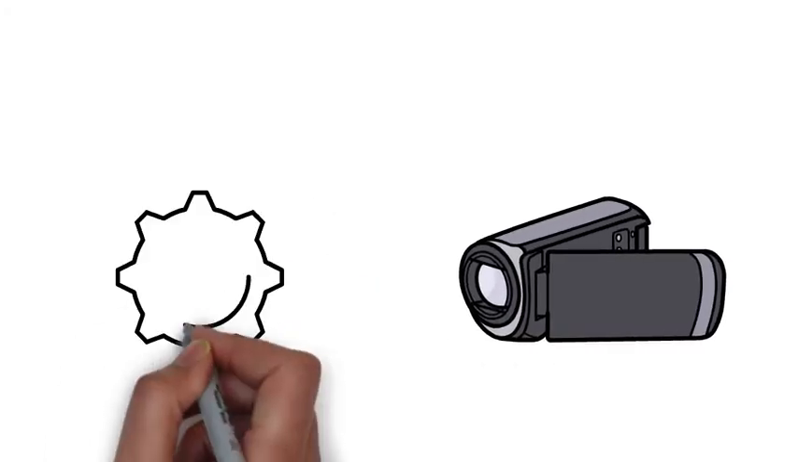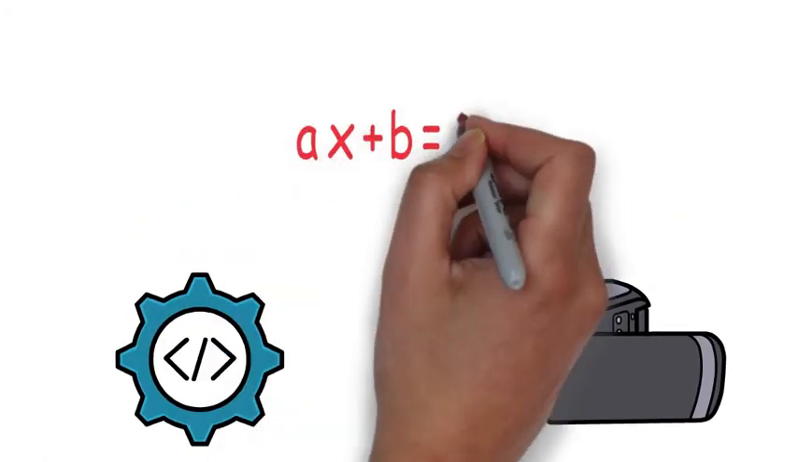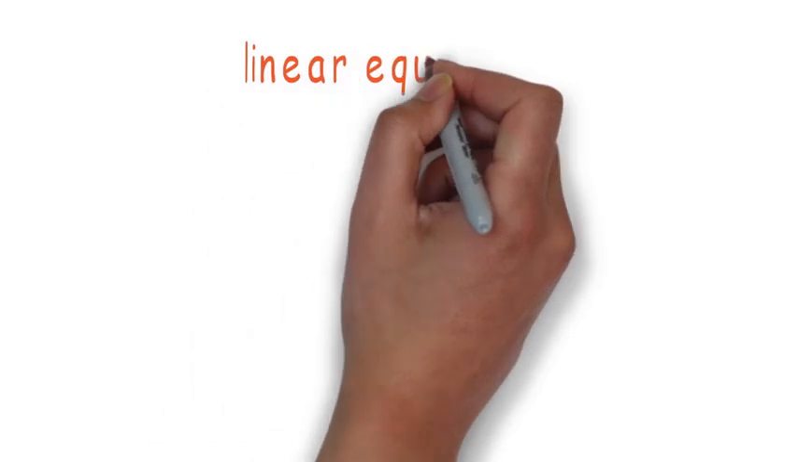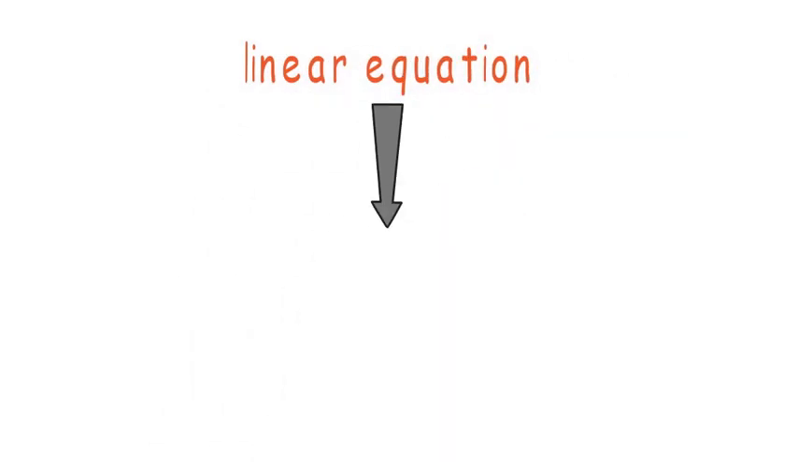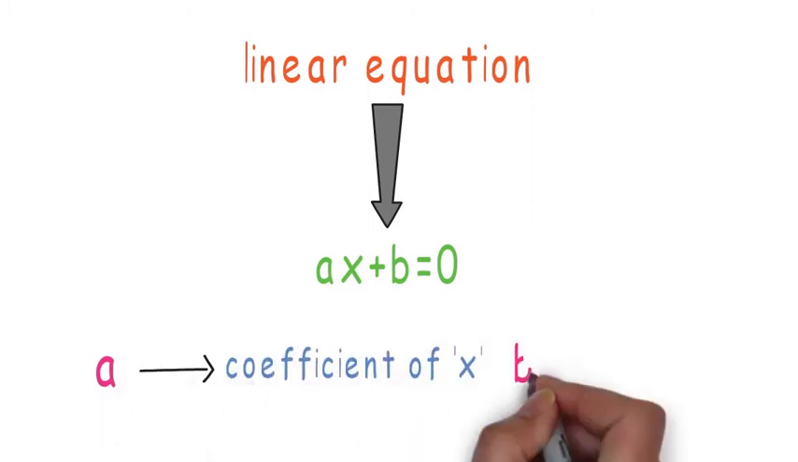Hey guys, in this video I will show you how to program a linear equation solver. So let's get started. A linear equation is in the form of ax plus b equal to 0, where a is known as the coefficient of x and b is a constant.